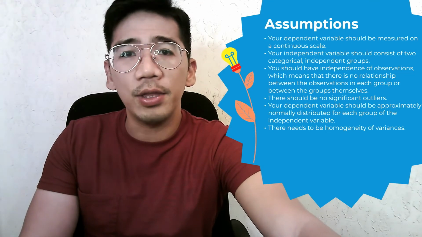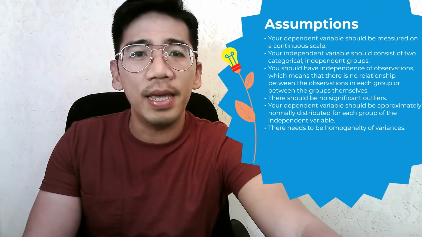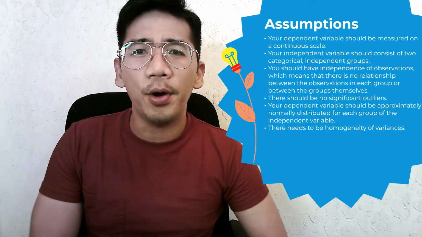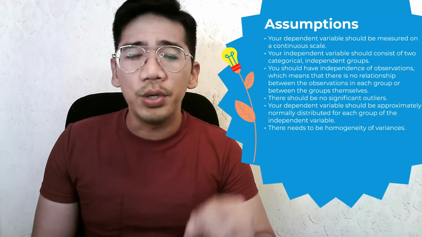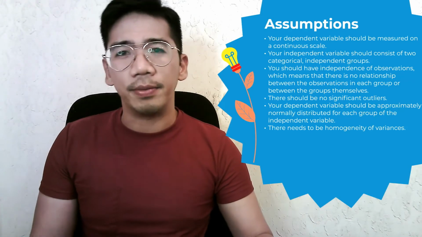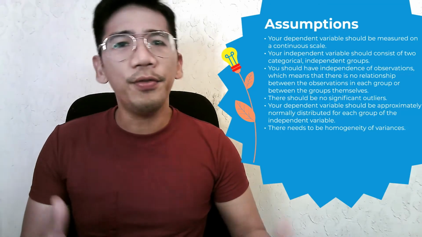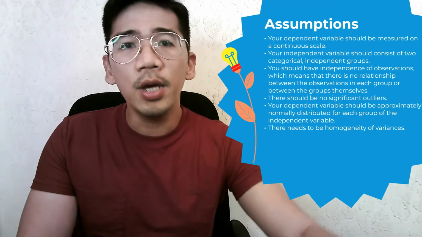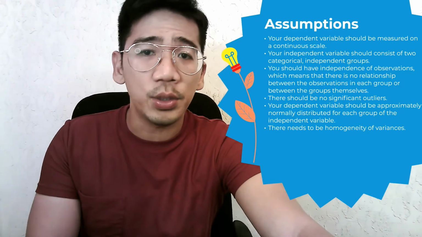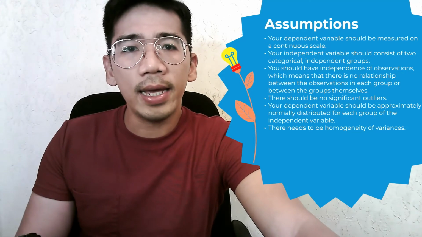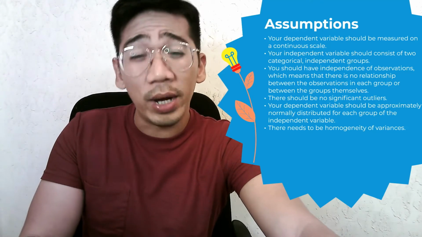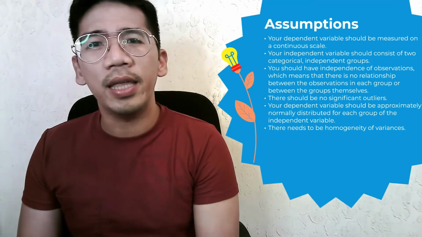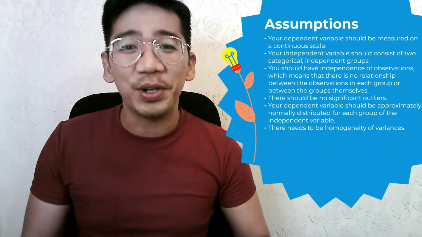Assumption number 4 is that there should be no significant outliers. Outliers are simply single data points within your data that do not follow the usual pattern. For example, in a study of 100 students' IQ scores where the mean score was 108 with only a small variation between students, one student had a score of 156, which is very unusual and may even put her in the top 1% of scores globally.